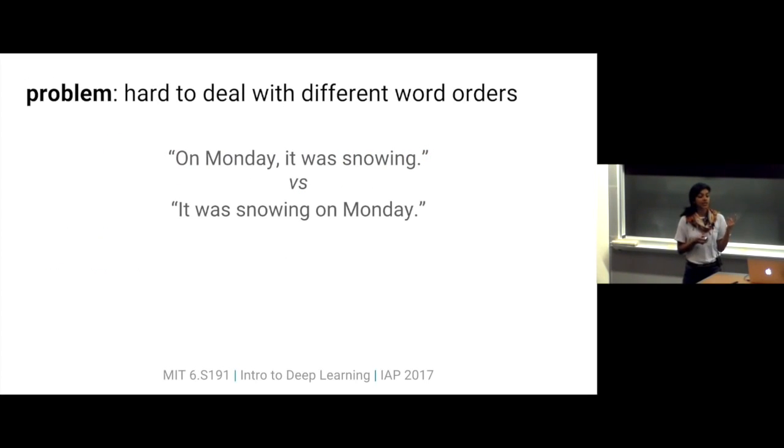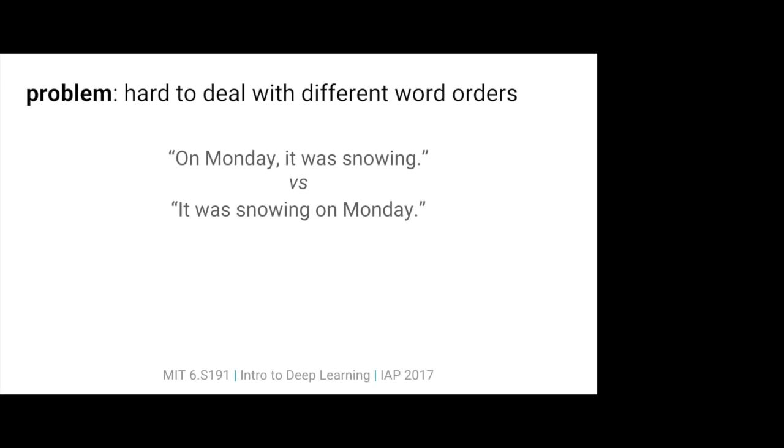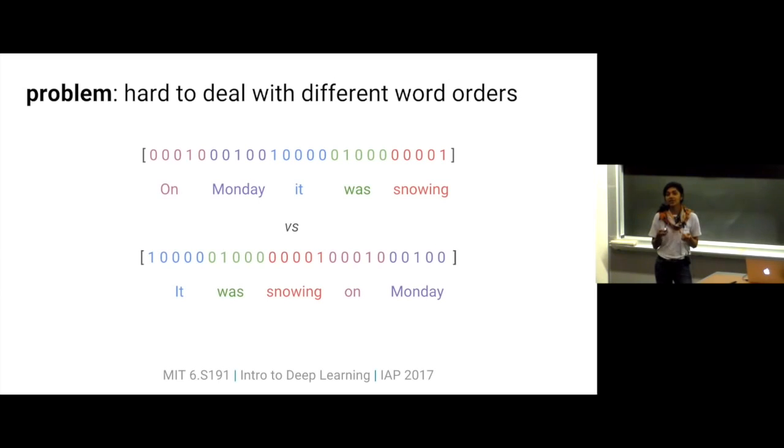Let's look at these two sentences. On Monday, it was snowing versus it was snowing on Monday. Now, these mean the exact same thing, but if we look at their representations, they're completely different. There's no overlap. So it's going to be really hard for our network to learn things about sentences if it has to relearn what these sentences mean both times they're fed in.